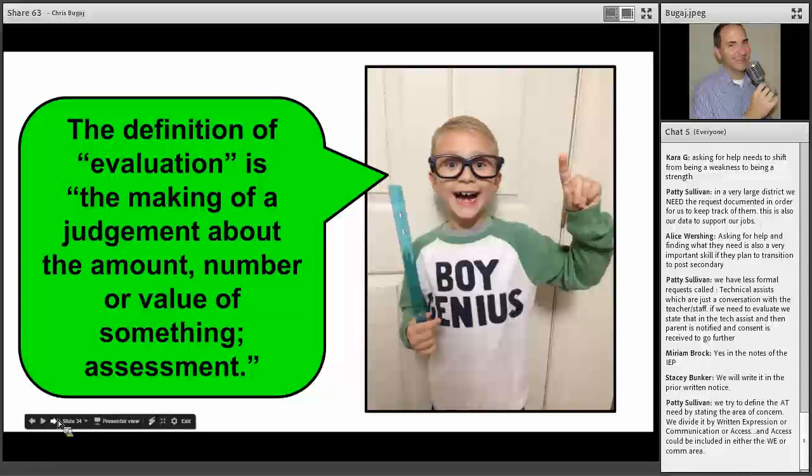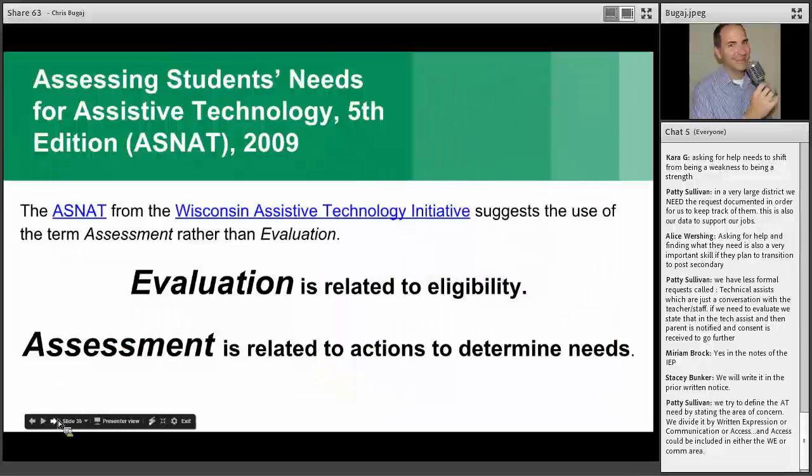But when you look at the definition of evaluation, it says the making of a judgment about the amount, number, or value of something; semicolon, assessment, right? So what's the difference between evaluation and assessment? Well, the WATI, the Wisconsin Assistive Technology Initiative, sort of delineates these two and says that the term evaluation really relates more to eligibility. Does a student qualify to get services or not?